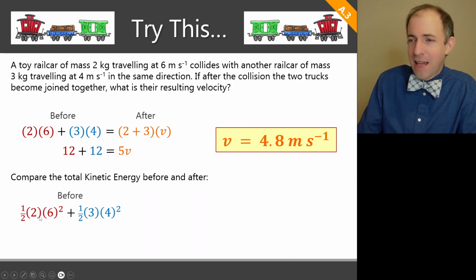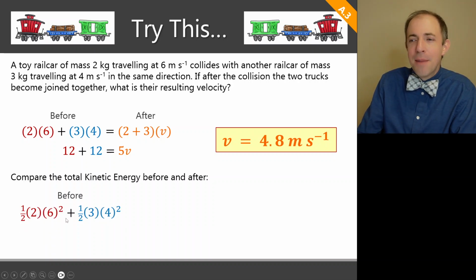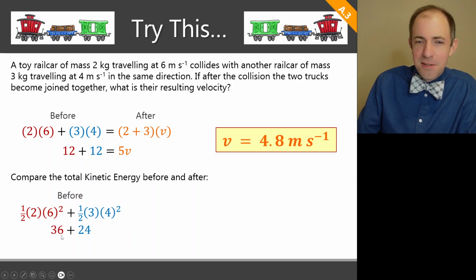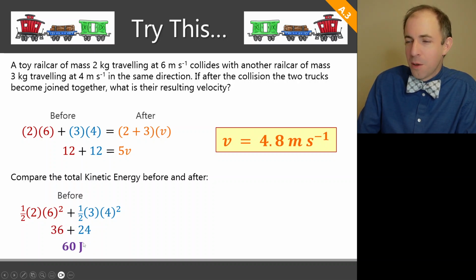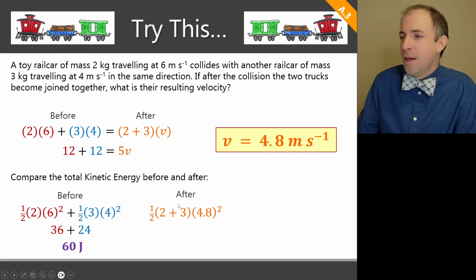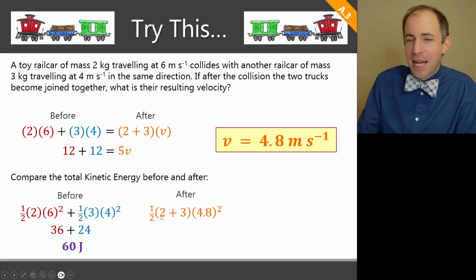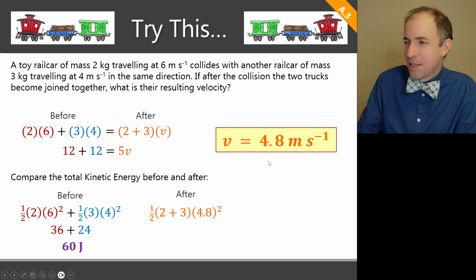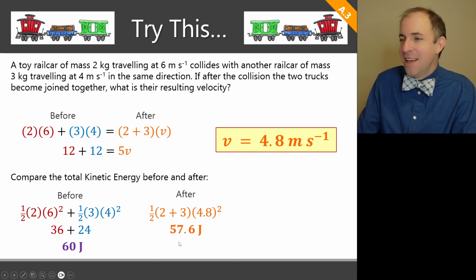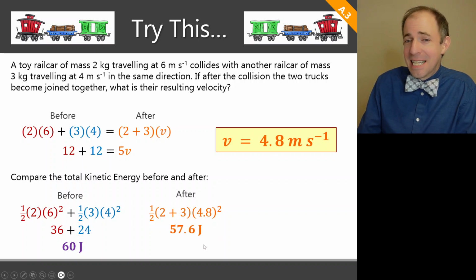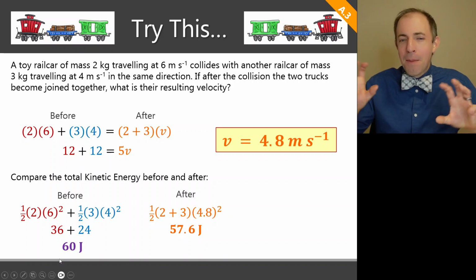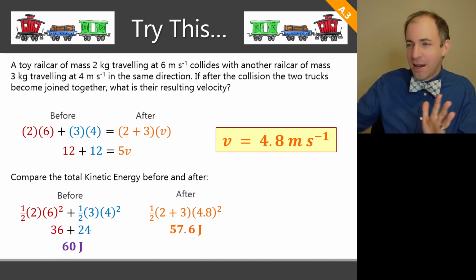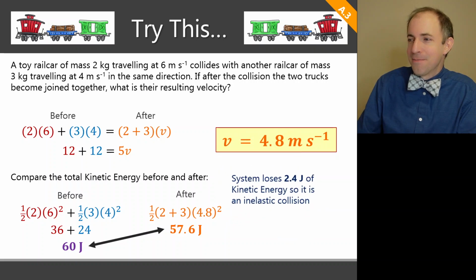So let's compare that. Before, 1/2 mv squared plus 1/2 mv squared, I get 36 joules plus 24 joules, or 60 joules initial. After, 1/2 times the total mass, which is 2 plus 3, times 4.8 squared. That's the 4.8 I just calculated. I get 57.6 joules, which means my total kinetic energy is actually smaller than it was because some of that energy was converted into heat.